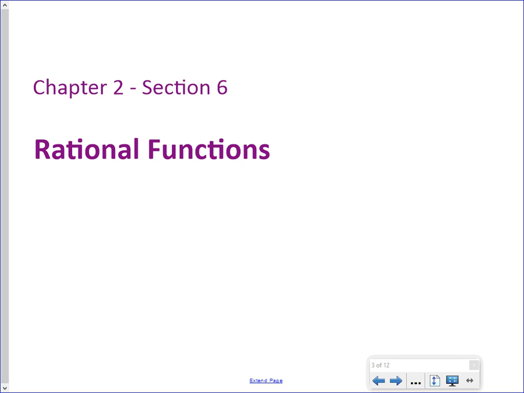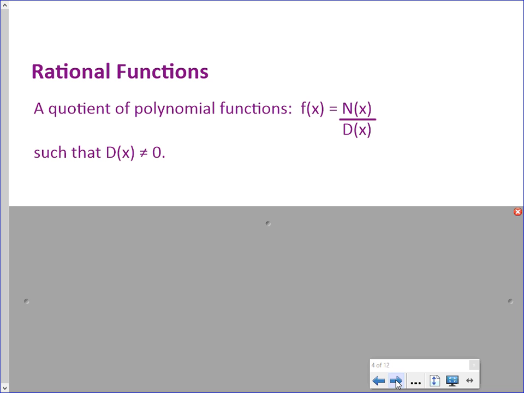Whenever I introduce rational functions, I always ask, what math word is in the word rational? Ratio. Okay. And what is a ratio, or what does a ratio look like? A fraction. Excellent. So rational functions are really functions that are fractions. Okay. Here's the mathematical definition for a rational function.